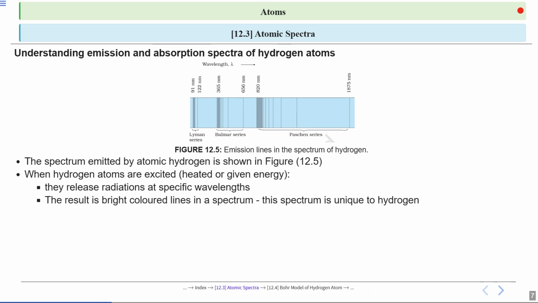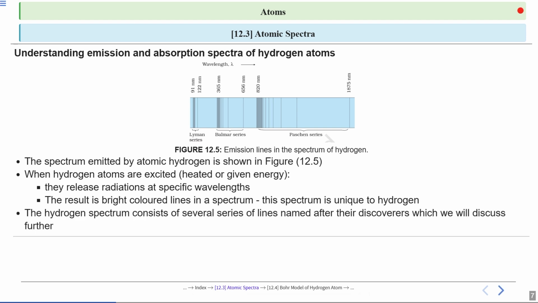The result of this process is a series of bright colored lines in the spectrum, each one corresponding to a specific energy transition within the hydrogen atom. No other element has exactly the same pattern of lines, so this spectrum is unique to hydrogen. Scientists use these unique patterns to identify elements in stars and other distant objects.